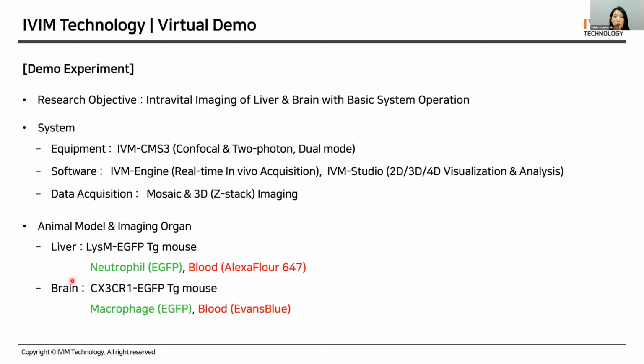And for brain imaging, a cranial imaging window-implanted CX3CR1-GFP transgenic mouse model has been prepared for macrophage and blood vessel imaging in the brain in vivo. So our application team members, Alex and Luna, have just prepared the experiment for the virtual demo session.